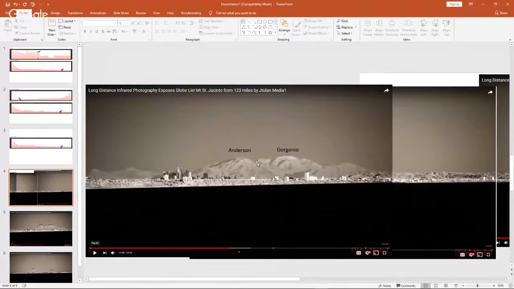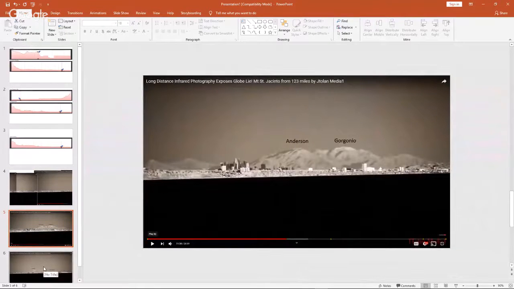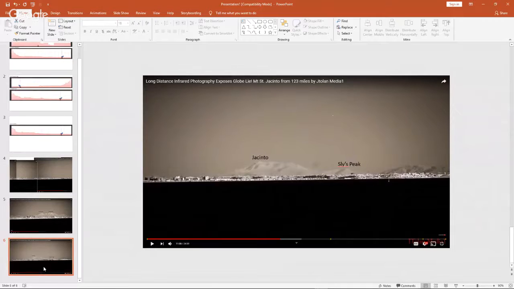Okay, this is Anderson Peak. This is St. George. And then, of course, on this one, this is St. Jack. And this little sucker right here, I'm calling that Sly's Peak. Cool? And like I said, these are the images. I've isolated them from the footage, and I'm going to be comparing them at the end of the video.